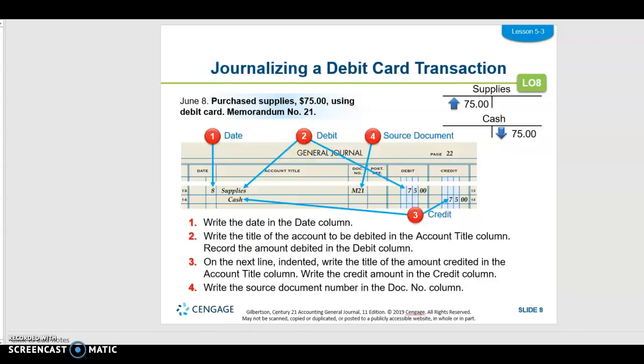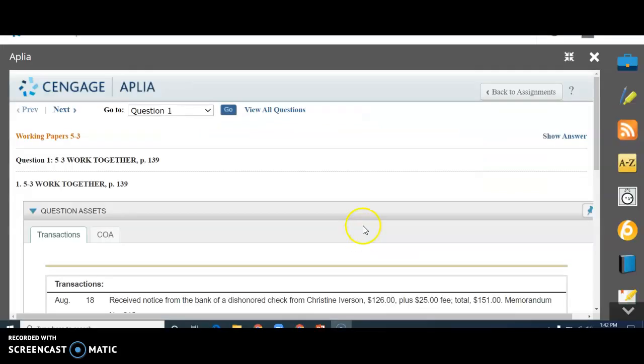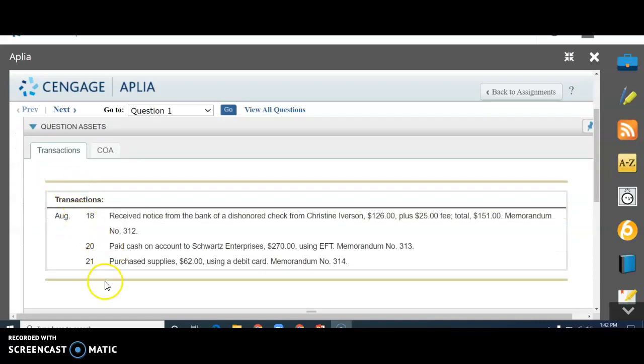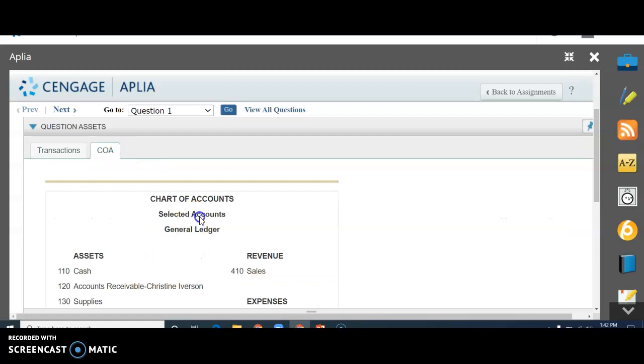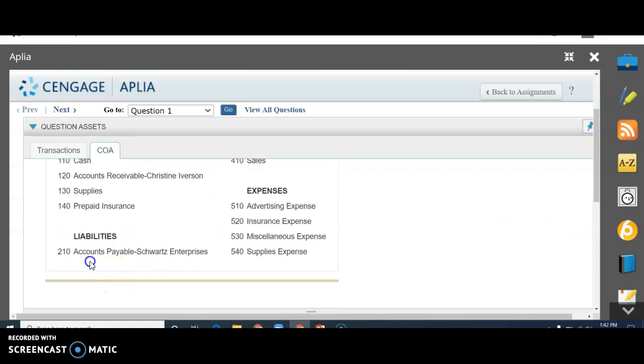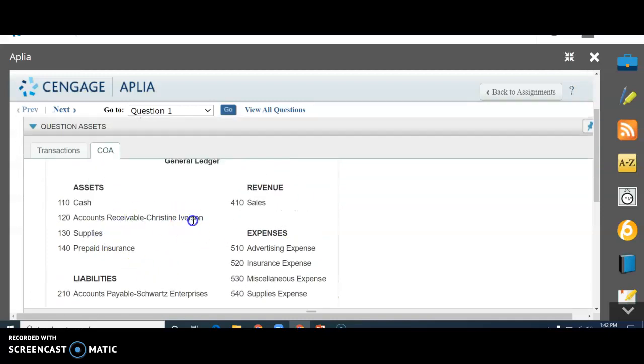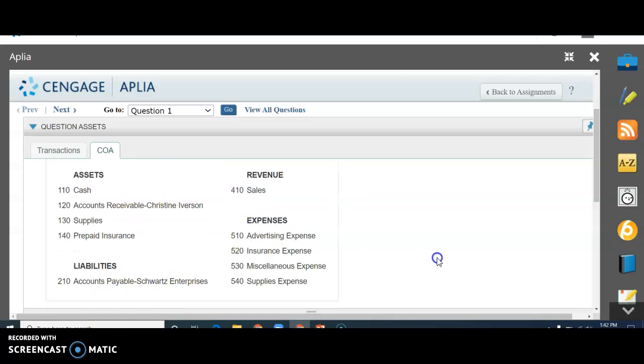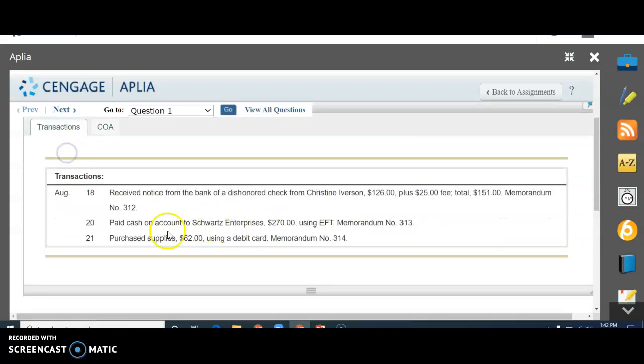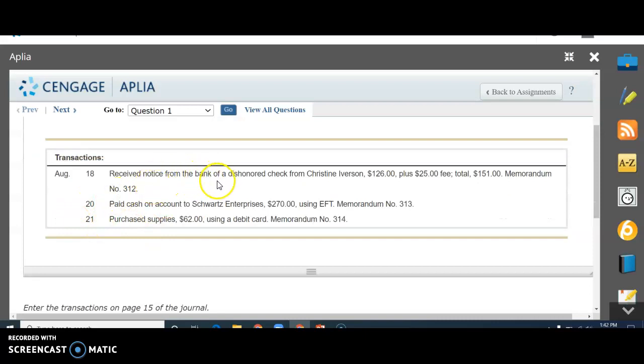And now we're going to go into the Aplia MindTap 5-3 work together problem. Here is the 5-3 work together problem. We have 3 transactions that we're going to record, and we have our chart of accounts listed here. It doesn't even give us the owner's name for this one because we really don't need it, but it gives us our accounts receivable and accounts payable, some expenses, and so forth. Our first transaction: on August 18th, received notice from the bank of a dishonored check from Christine Iverson for $126 plus a $25 fee for a total of $151, memorandum number 312.